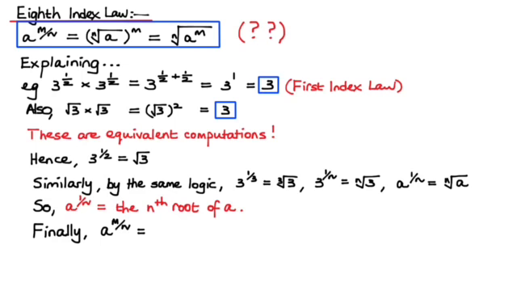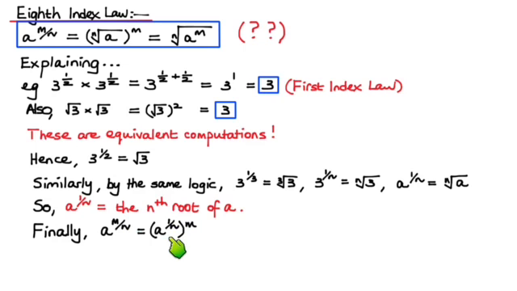Finally, we can look at a to the m over n, not 1 over n, but m over n. And there are two ways of dealing with this, and they are both equivalent. We can firstly look at a to the m over n as a to the 1 over n raised to the power m. Now, you can see that if we used our index laws to multiply out this bracket that I've just created, then that would be a to the m times 1 over n, which is a to the m over n. So that is the same as that.